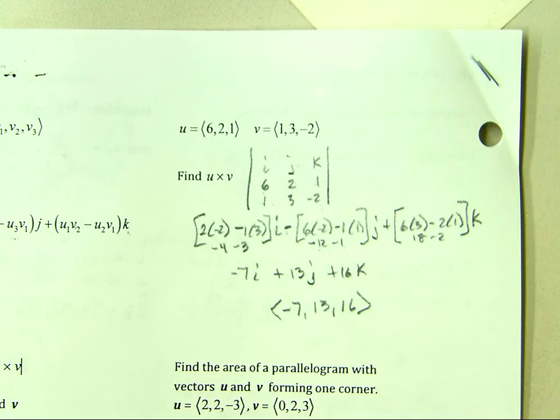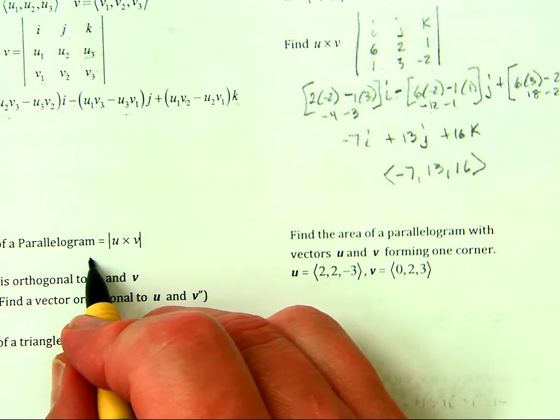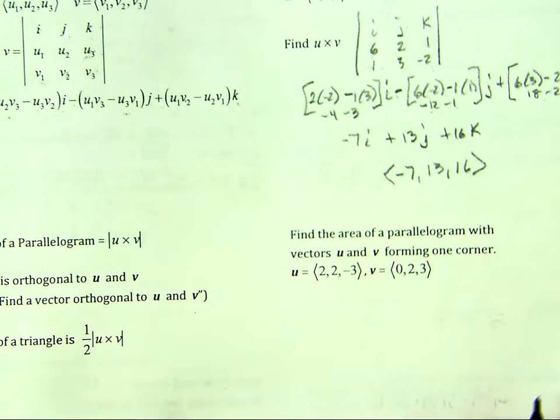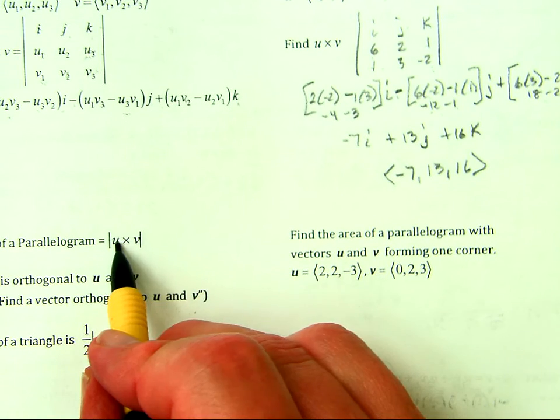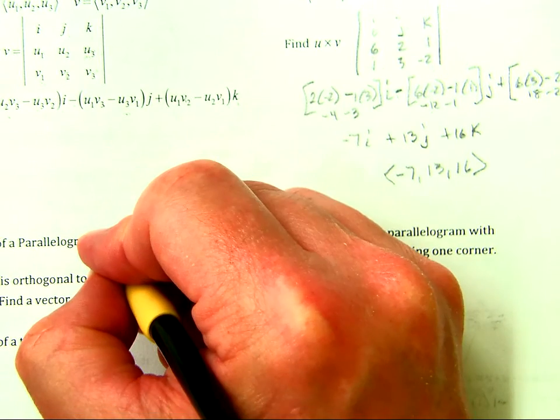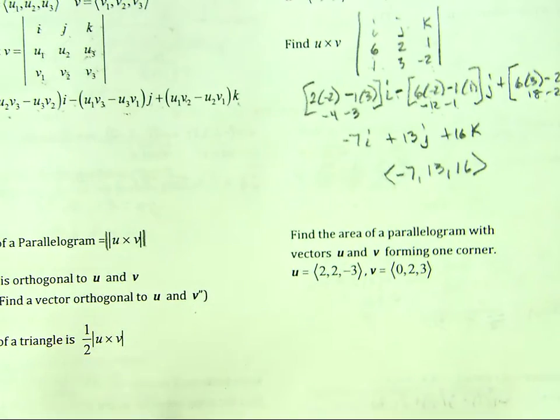Now some uses for this cross product. One, it's a nice way to find the area of a parallelogram. The area of a parallelogram, you just take u cross v and then find the magnitude. That should have said magnitude there.